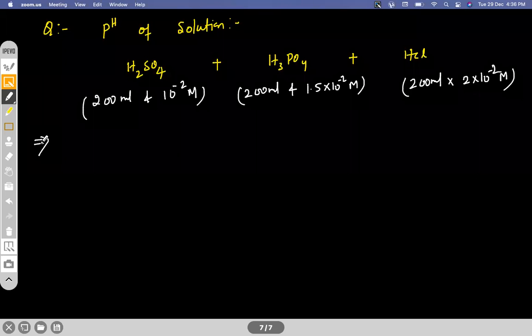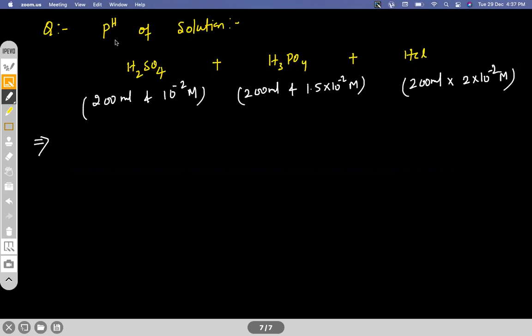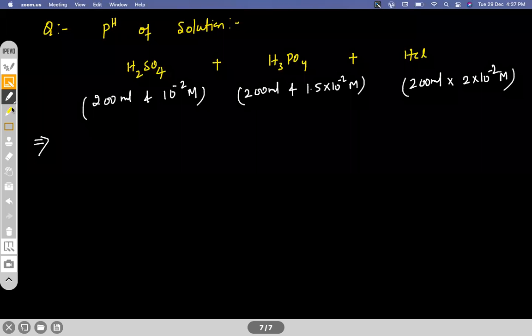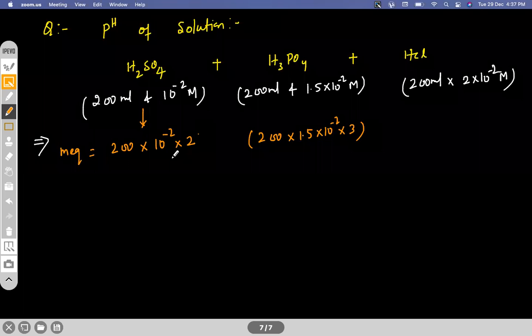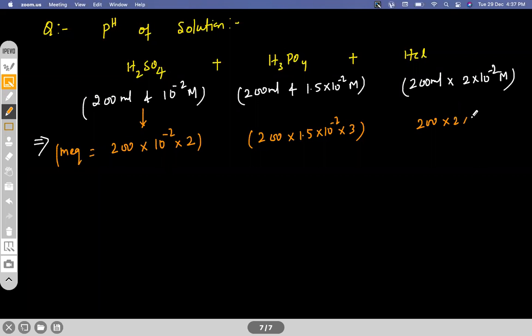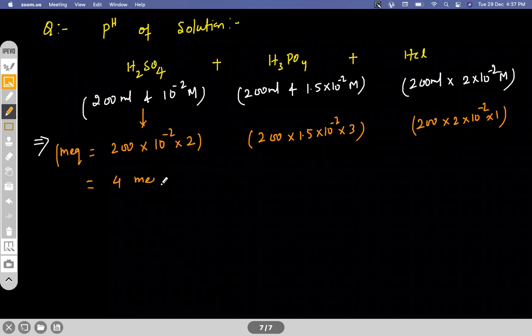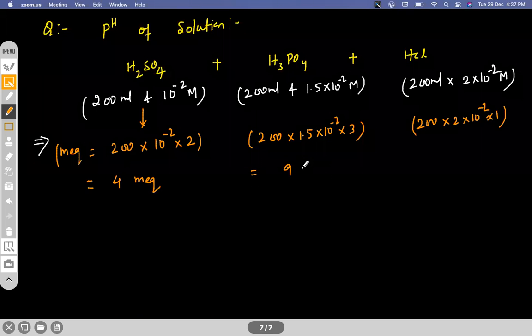Done. What is the answer? Yeah, 1.52 is correct. Absolutely correct. Okay, so first of all, we'll find out the number of milli equivalents. Number of milli equivalents would be volume into molarity into n factor. So here it would be 4 milli equivalents. Here it is 3 into 3, 9 milli equivalents. And here it is 2 into 2, 4 milli equivalents.